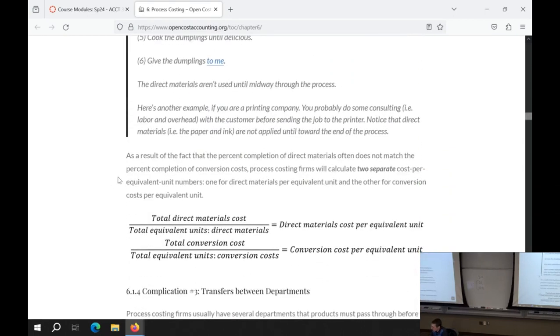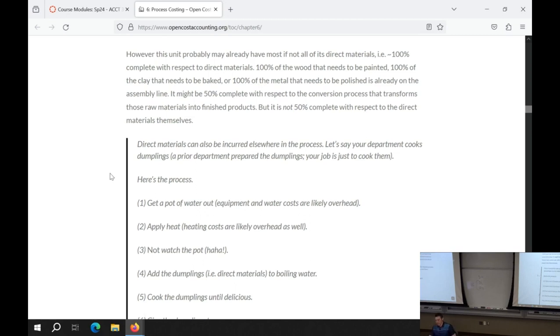All right, so now here we go. There's another way in which these things can lag. There are a lot of problems that deal with this idea of direct materials being added at the beginning of the process, like with a paper airplane. They're 100% complete once the process is even started, because you start with the raw materials and then you convert them into something that's finished.